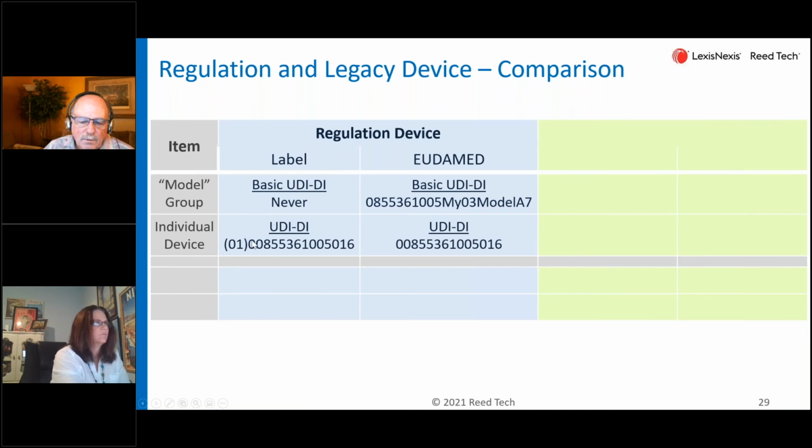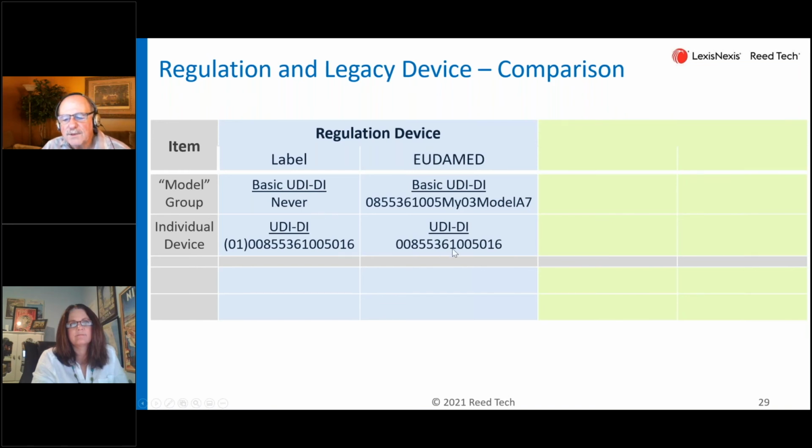So for a label, you are very familiar with this particular item. Again, GS1 example here, you have the parentheses 01, close parenthesis for the application identifier for a device. And a 14-digit GTIN. You might also have an EAN 13-digit or a 12-digit UPC, but in any case, it's a valid UDI. You've been putting that on your label for years, so you're very familiar with that. So you apply that to your regulation device, but you never ever put the basic UDI on that label.